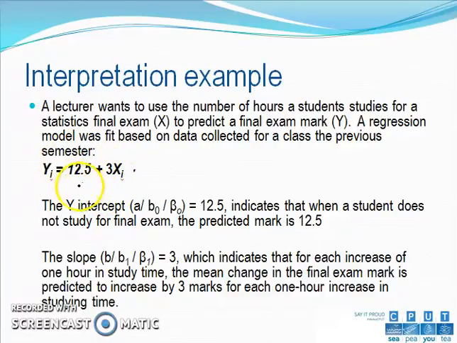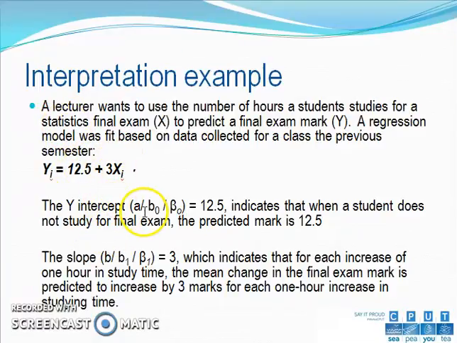And the intercept in this case is 12.5. It's either marks or percent. I don't think I've stated here whether it is, I've just said the mark. So the student will have 12.5 marks if the student has no study time. When the independent variable is 0, and in this case the independent variable is study time, then the marks will be 12.5, and that's what that means.